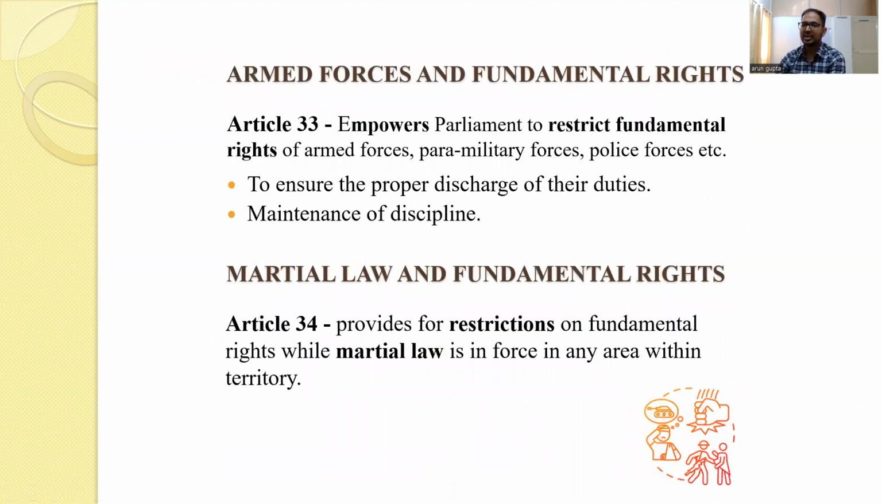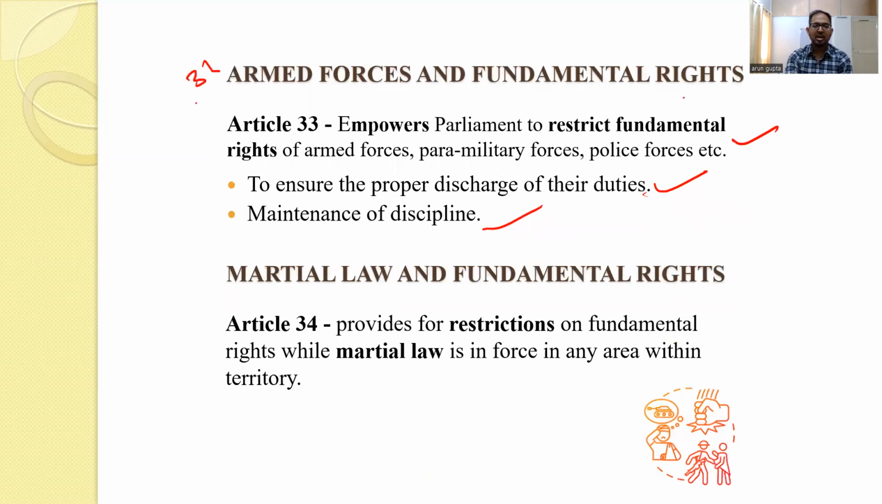Then there are some special provisions under Article 33, 34, 35. What are these provisions? Article 33, armed forces and fundamental rights. Article 33 empowers Parliament to restrict fundamental rights of armed forces, paramilitary forces, police forces, etc., because this is for the security of India. Why can they restrict fundamental rights? To ensure proper discharge of their duties and to maintain discipline. So a few of the rights can be taken away by Parliament for personnel within the armed forces, paramilitary forces, and police forces, basically the security related.